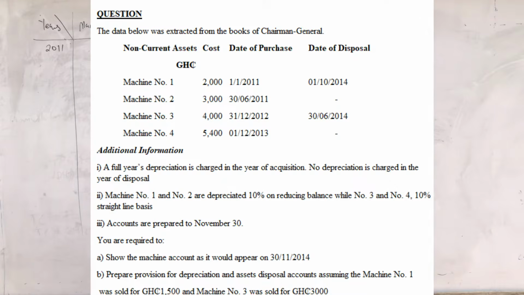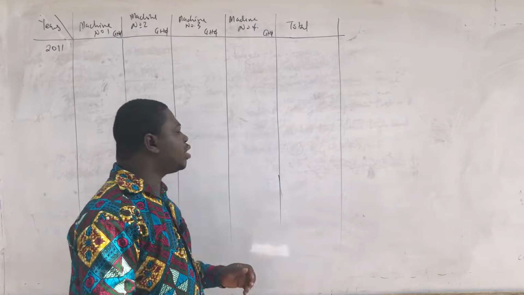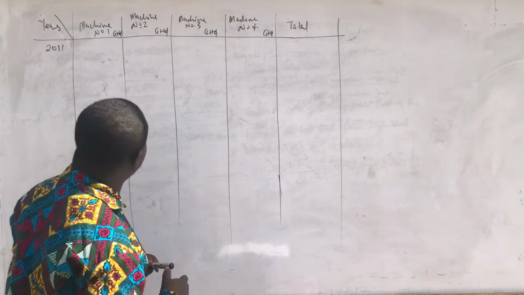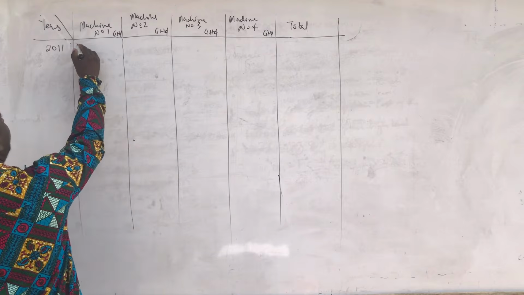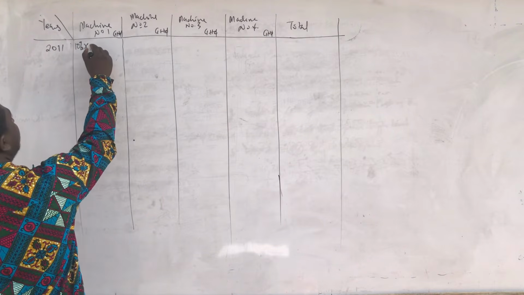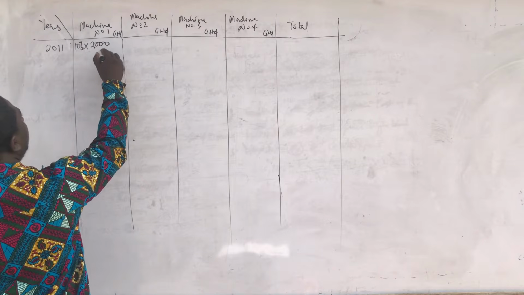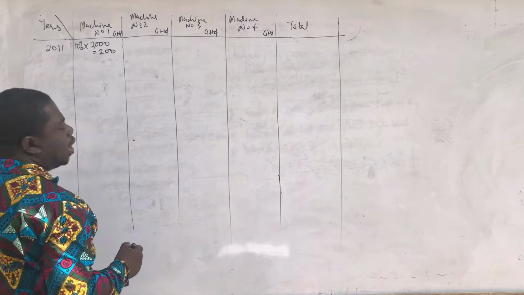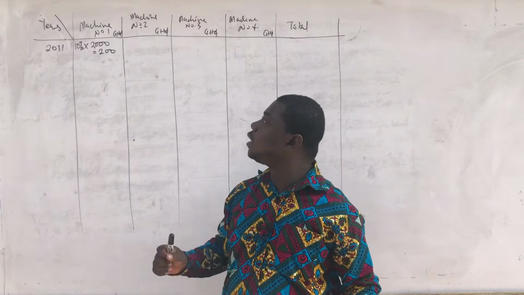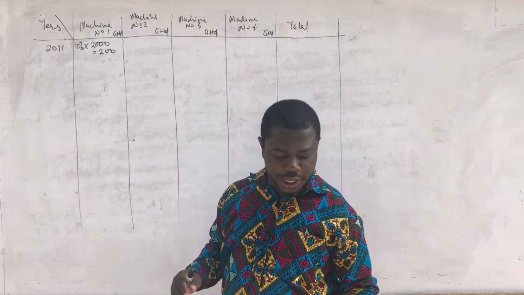And then we are told that machine number 1 and number 2 are depreciated 10% on the reducing balance, whilst number 3 on the straight line method. So we are going to use the reducing balance for that. But it's 10%. And so for machine number 1, it's going to be 10% of 2,000. And that is going to give us 200. And so for the first asset, we are going to have 200 cedis for depreciation for the first year.